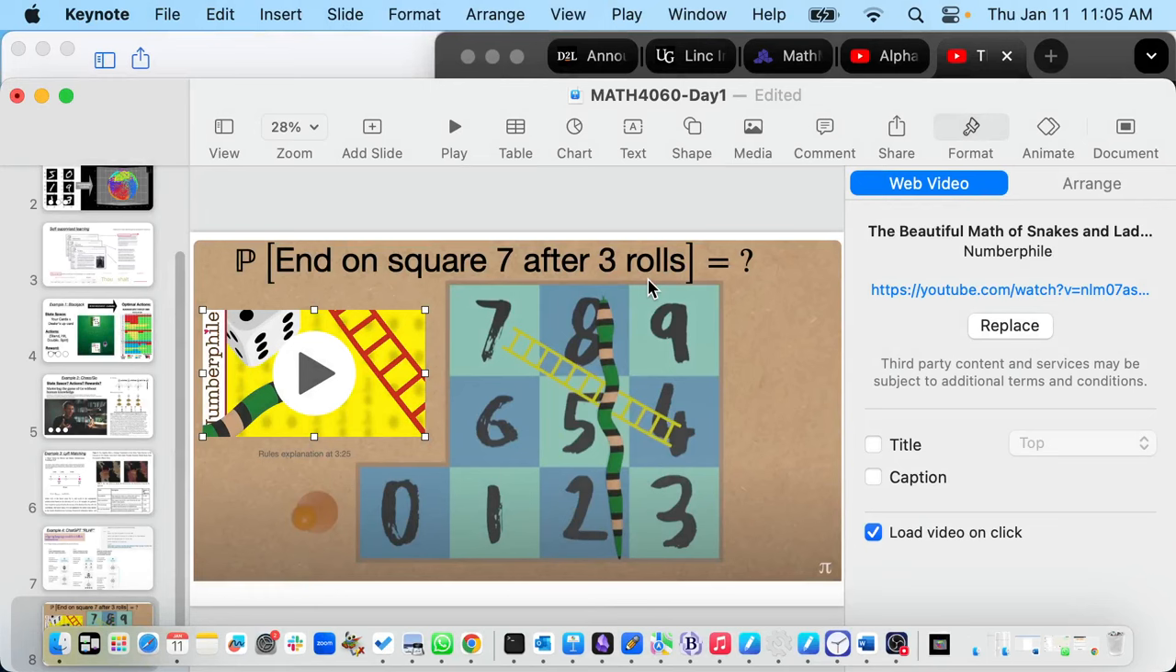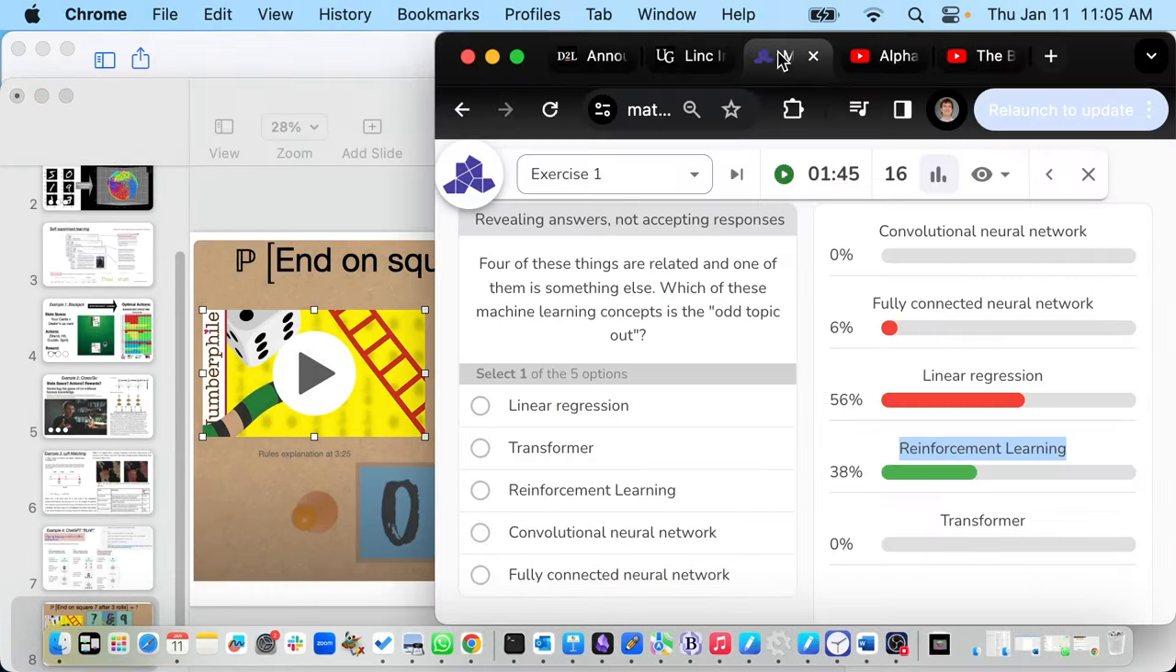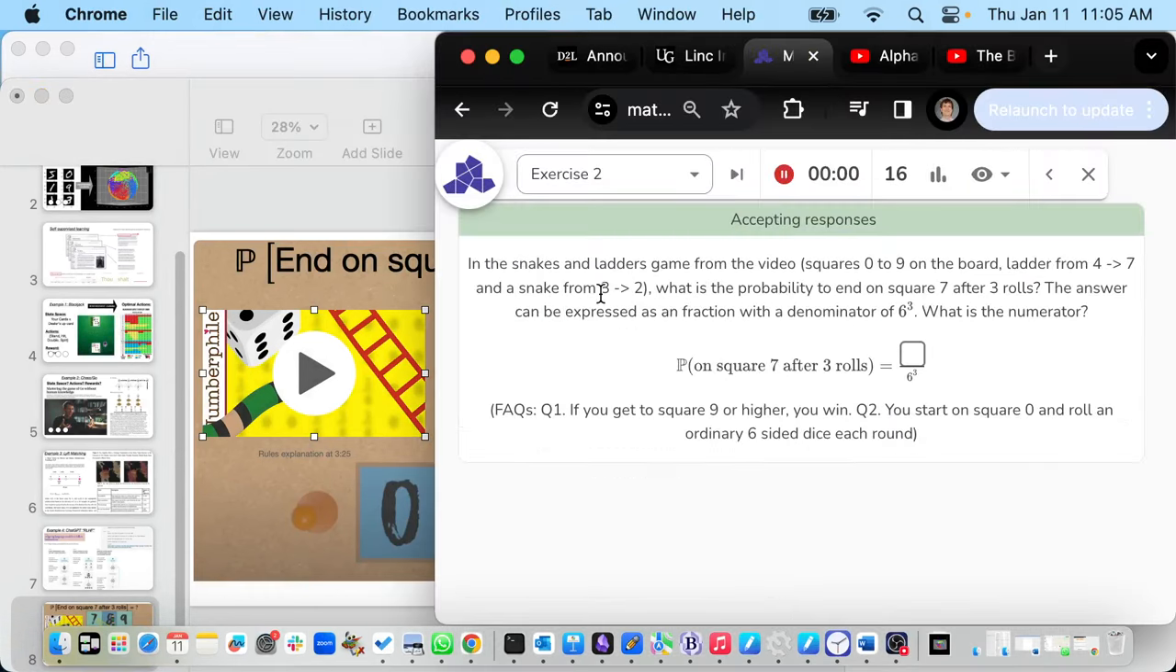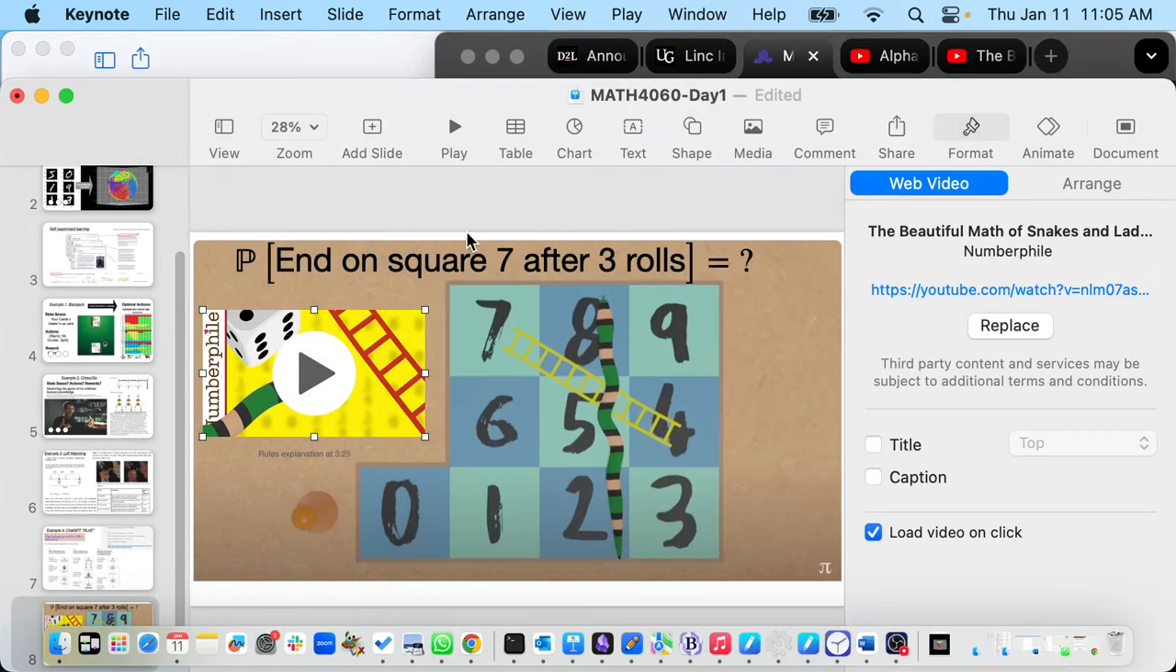I have a mathematized question set up over here, Exercise 2 in the snakes and ladders from the video. So you might want to copy this down. It's important that you know there's a ladder from 4 to 7 and a snake from 8 to 2, but try to work it out. This will maybe de-rust your probability skills, which we'll use a lot in the course. Okay, so go wild. Feel free to talk to your neighbors. I'll give you like 10 minutes and then we'll see how far people get.